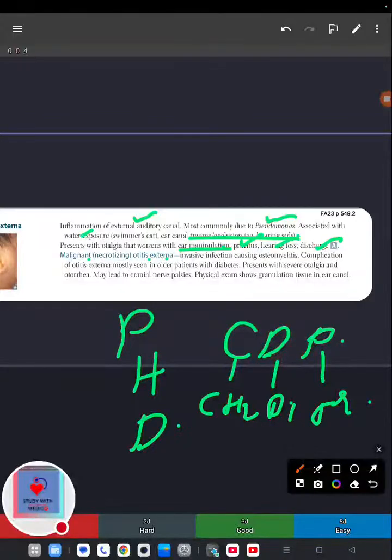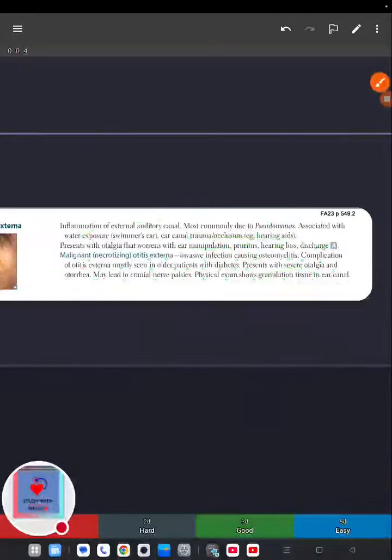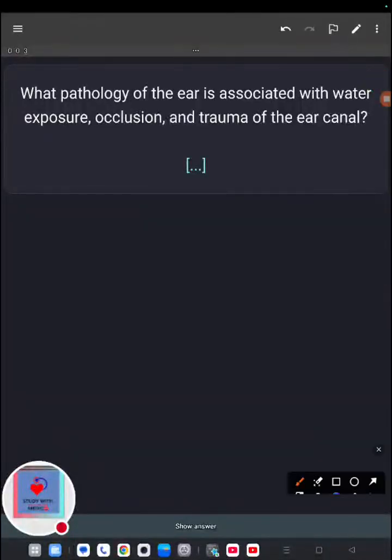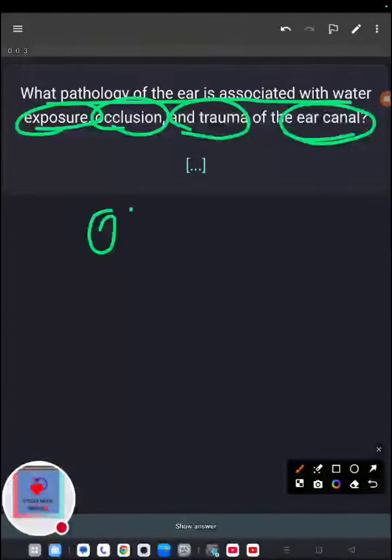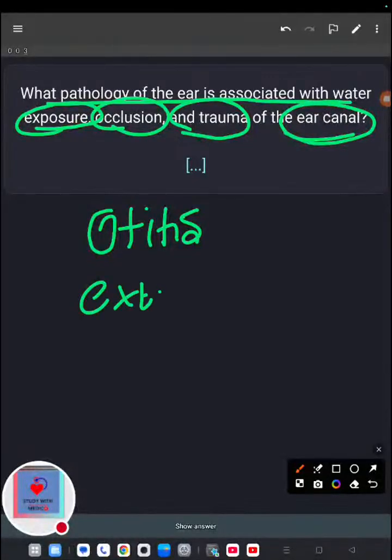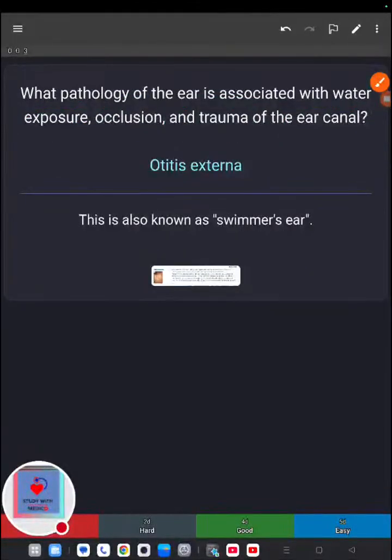Malignant otitis externa is an invasive infection causing osteomyelitis, a complication of otitis externa mostly seen in older patients with diabetes. Patients have severe otalgia and otorrhea, which may lead to cranial nerve palsy, and granulation tissue in the ear canal. Remember that. So what pathology in the ear is associated with water exposure, occlusion, and trauma of the ear canal? That is otitis externa, swimmer's ear.